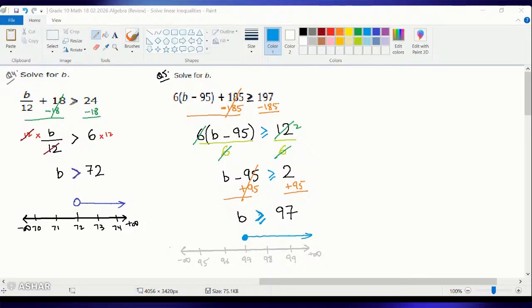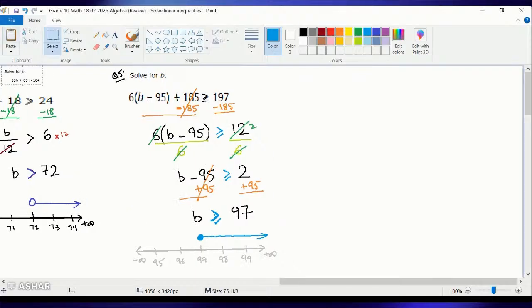Moving ahead to the next question. Question number 6 says: solve for h such that the given inequality holds. Let me copy this again. This is our question number 6, with a greater than sign. The left hand side is greater than the right hand side. So we have 33h plus 85 is greater than 184.